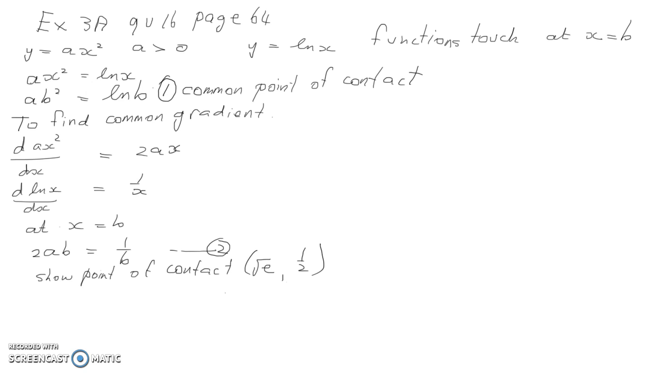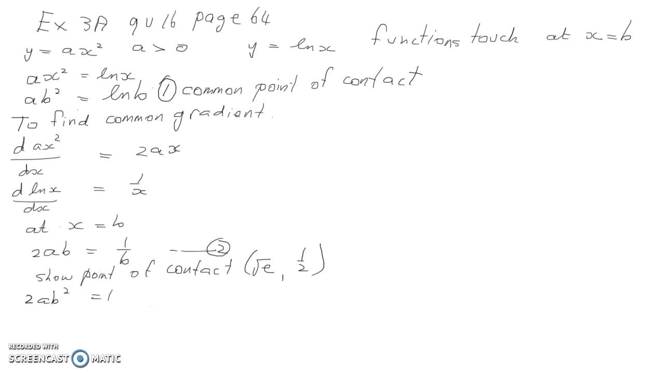So we look back at our two equations to see how we can eliminate variables. 2ab equals 1 on b, and up here ab squared equals ln b. So if we multiply both sides by b in equation 2, we'll get 2ab squared equals 1. And that's just a rearrangement of equation 2.